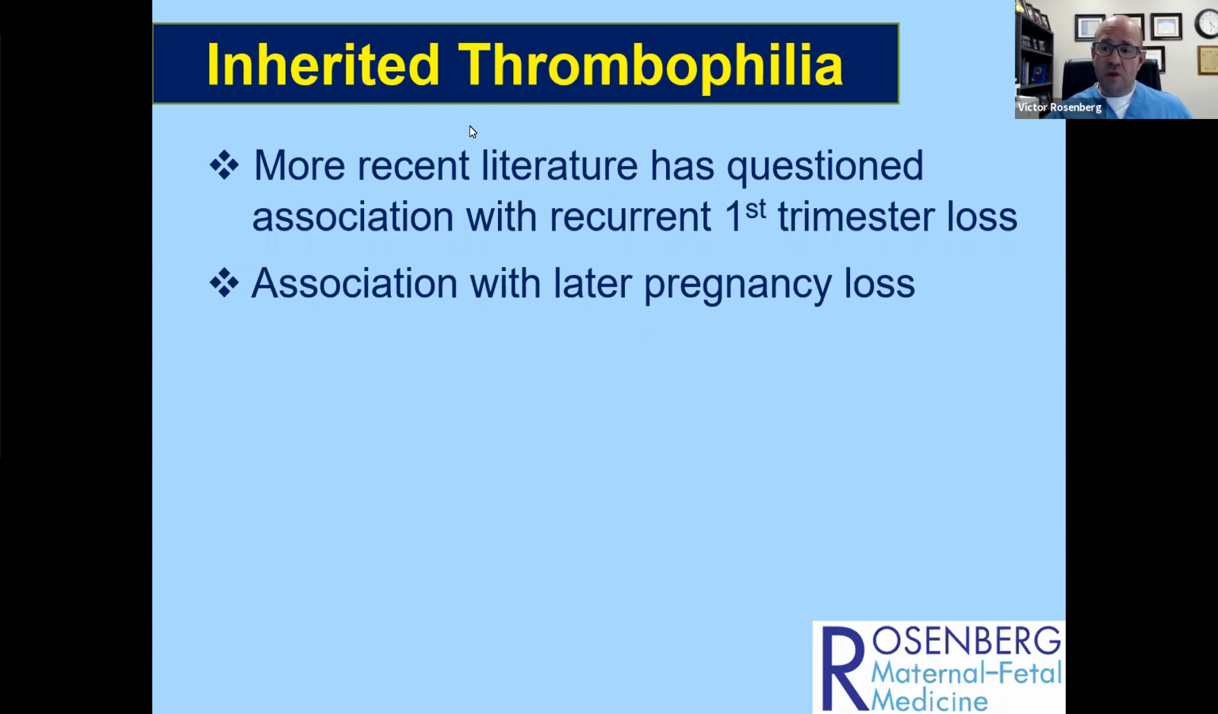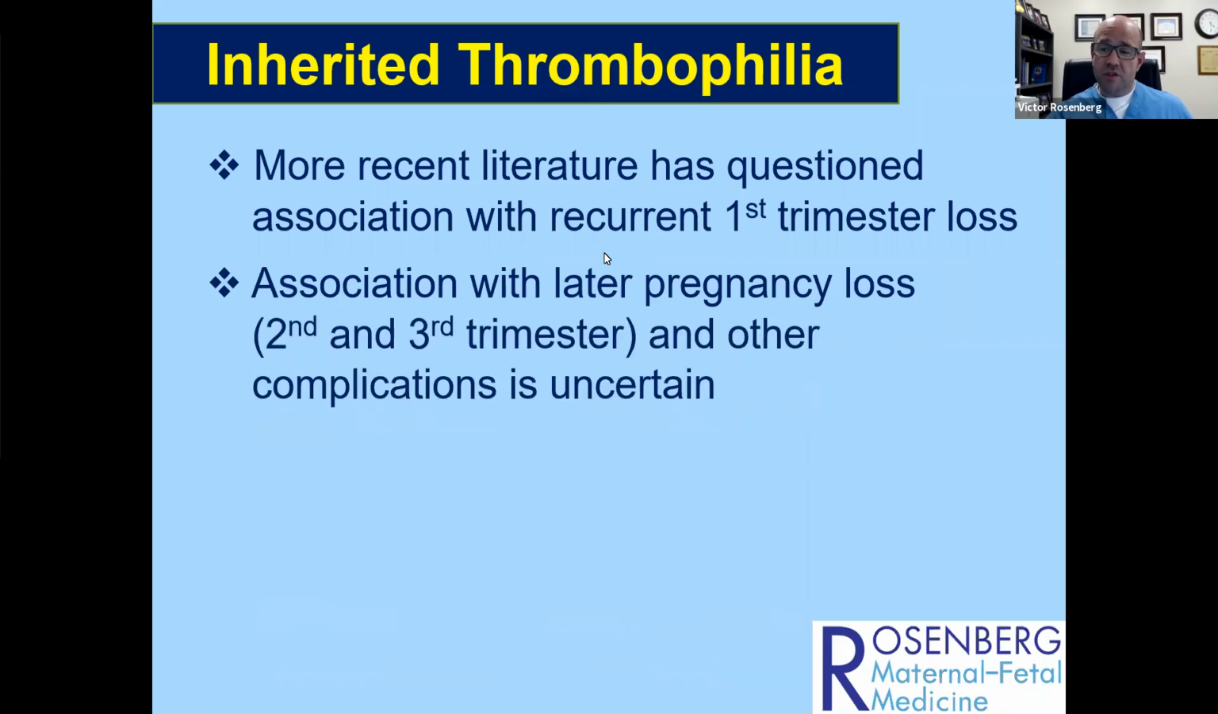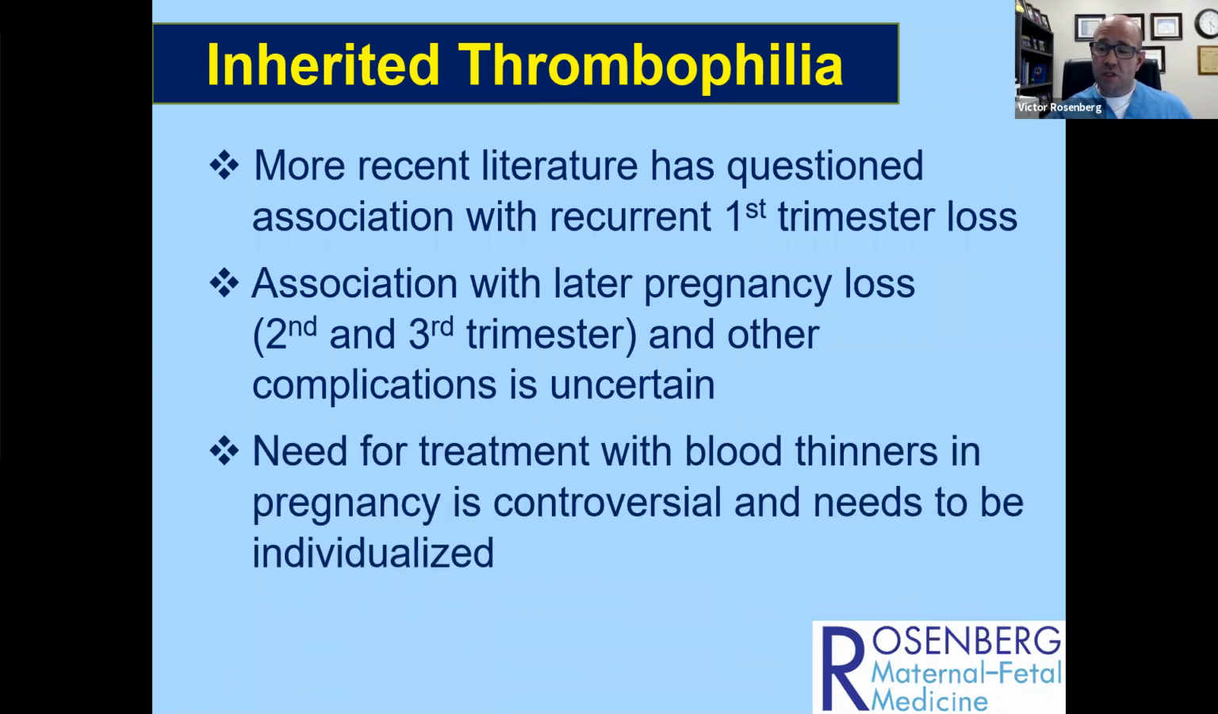This has been studied for the past 20 plus years. What we know now that we perhaps didn't know in the year 2000 is that most of the literature has shown that inherited or genetic clotting disorders like factor V and the prothrombin gene mutation are not associated with first trimester losses. Whether they're associated with later losses is more uncertain, as the medical literature conflicts a little bit on that issue. We really need to individualize treatment in these patients.